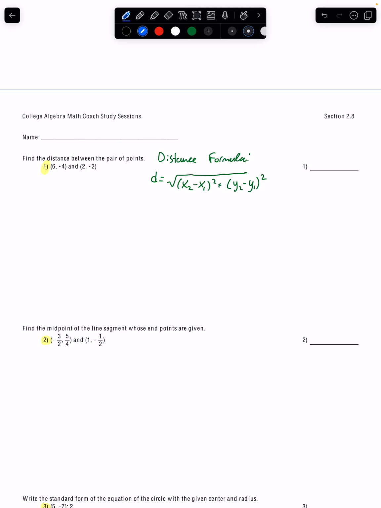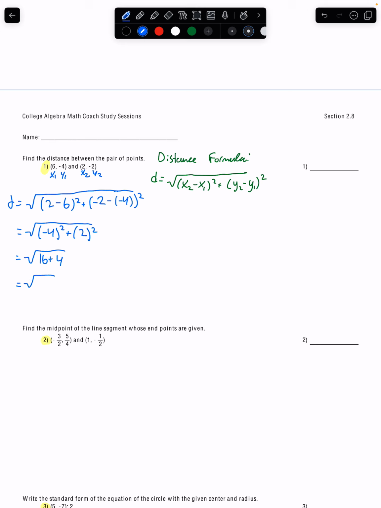So using that formula, we'll just take our points x1, y1, x2, y2, and we'll plug it in using the distance formula. And then we would just do the math by plugging into our calculator. We get the square root of 20.